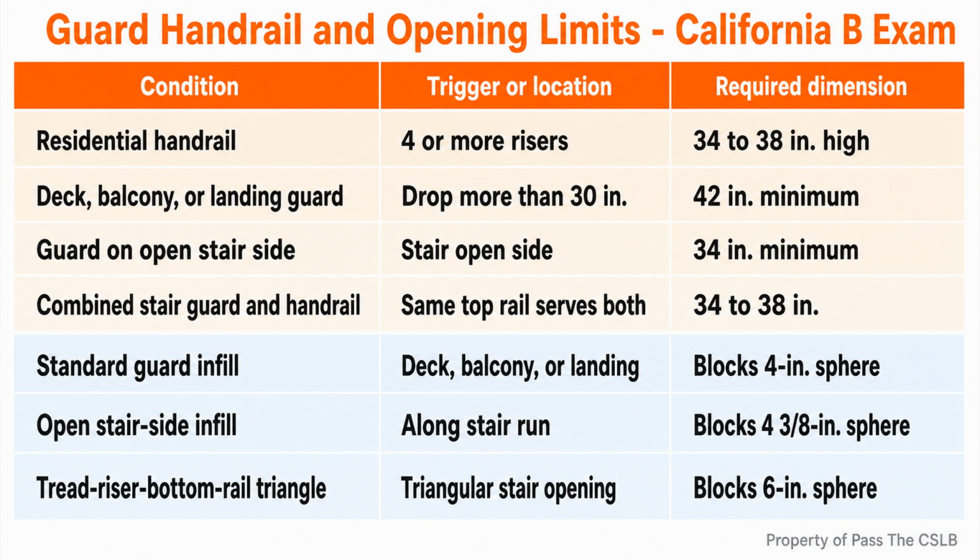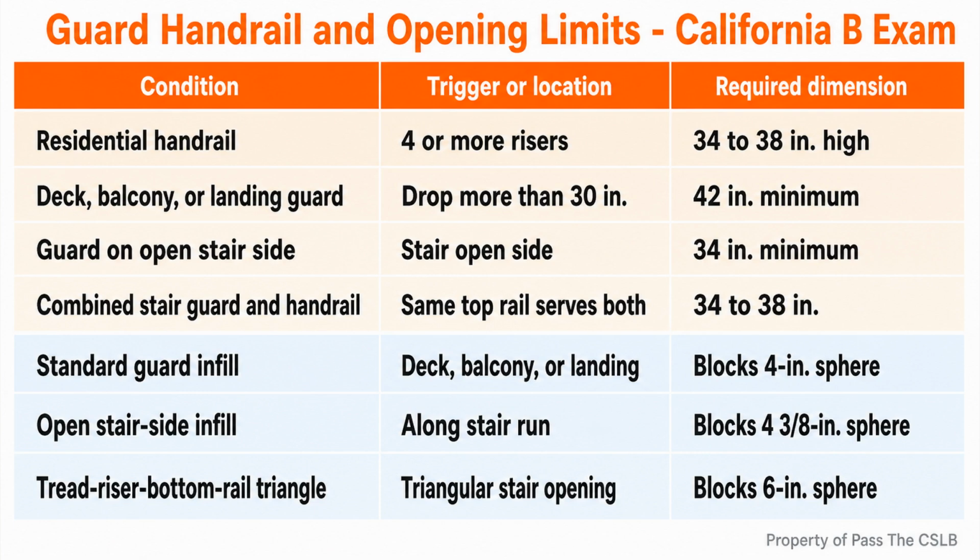Standard guard infill must block a 4-inch diameter sphere. The open side of a stair must block a 4 3/8 inch sphere. The triangular opening formed by the tread, riser, and bottom rail must block a 6-inch sphere. I treat those as 3 separate inspection locations, not one universal spacing number. The ordinary guard field uses 4 inches. The open stair side uses 4 3/8 inches. The tread riser triangle uses 6 inches. The geometry of the location tells you which limit applies.